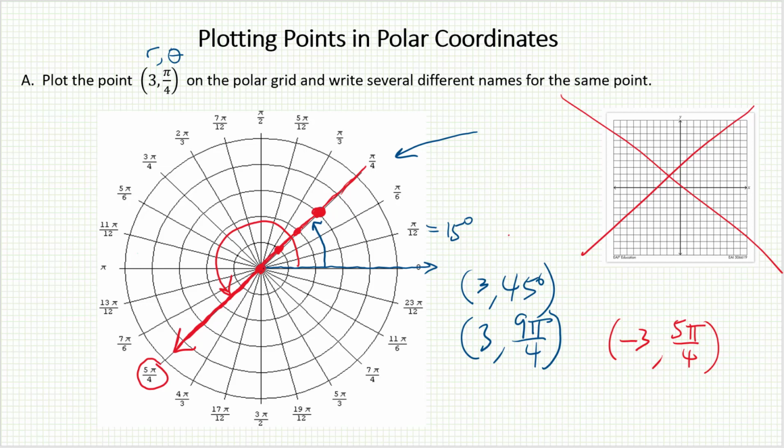What if I wanted to use a negative angle? What if I wanted to rotate around clockwise? I'm at the positive x-axis. I could rotate around clockwise until I got to that 5 pi over 4 spot. Now I'd have to think for a second, how far did I rotate then?